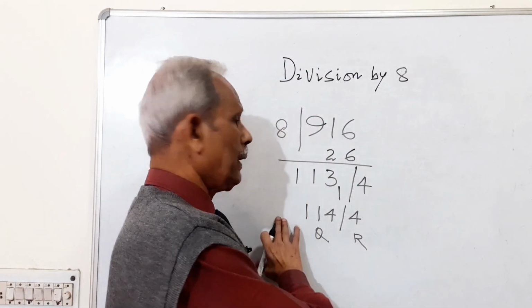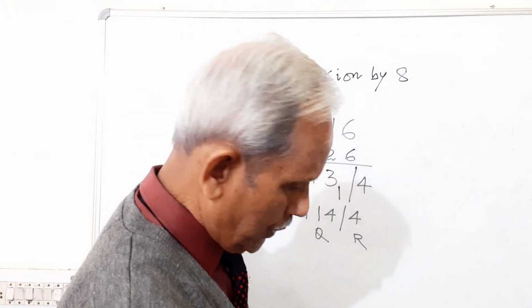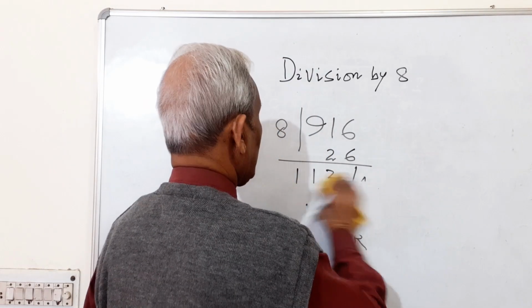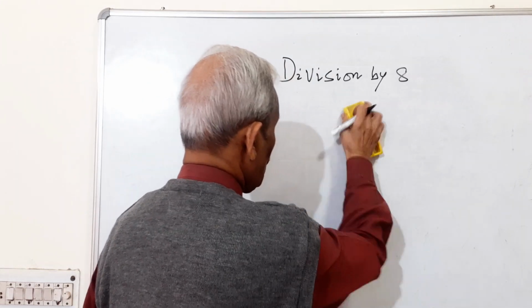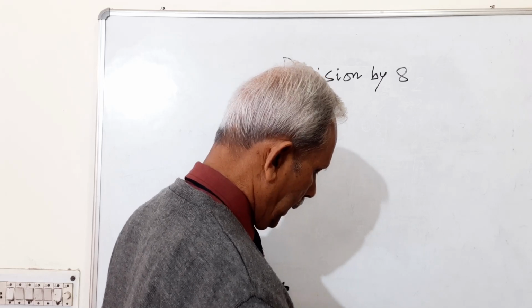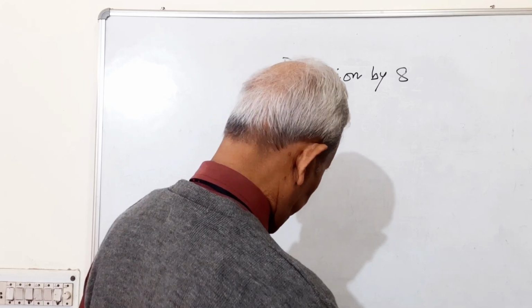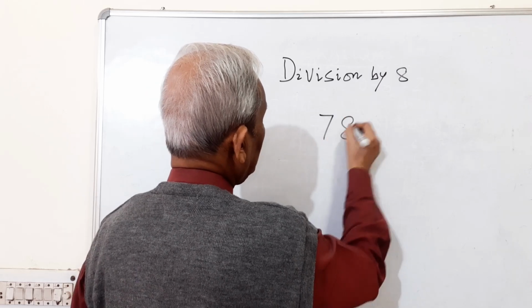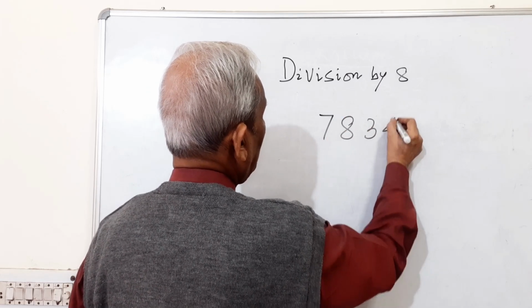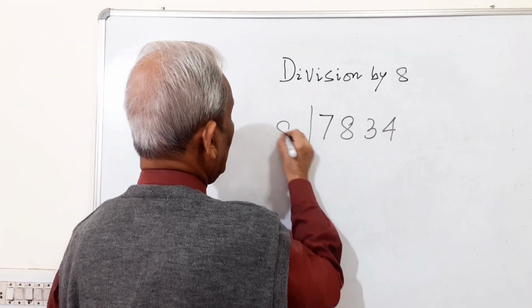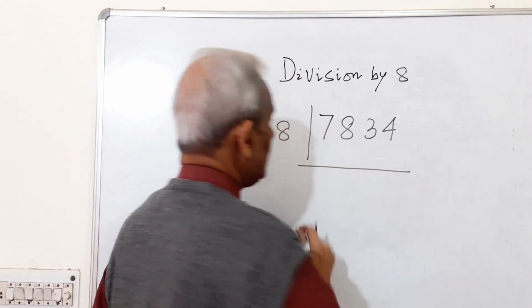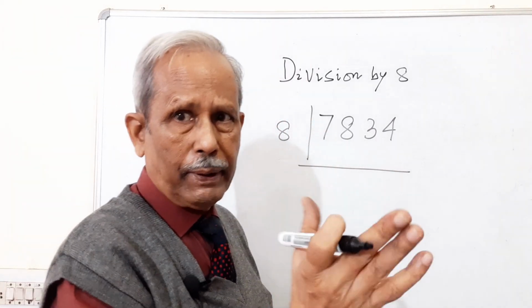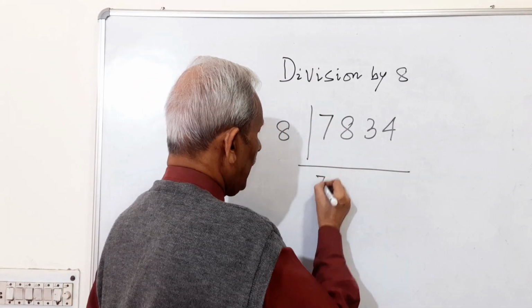I think you have understood it. This question is clear to you? Well, let us take another question. A little bigger question is that 7, 8, 3, 4 divided by 8. Incidentally, 8 does not go into 7, so we will put down 7 here as it is.